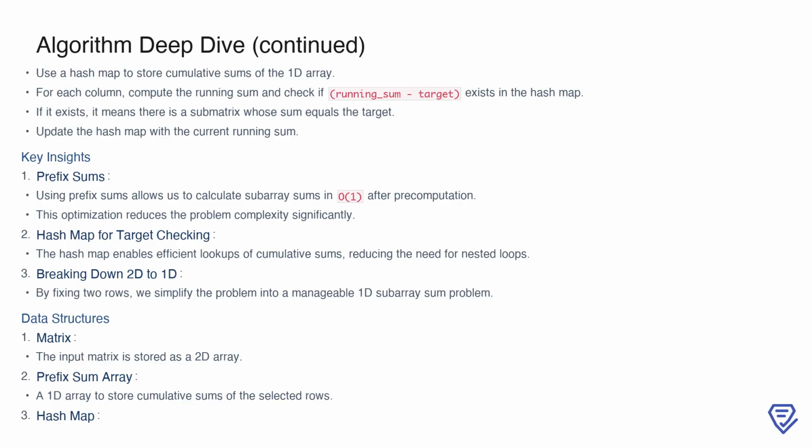For each column, we compute a running sum and check if the difference between this running sum and the target exists in the hash map. If it does, it implies that there's a submatrix whose sum equals the target. Finally, we update the hash map with the current running sum to continue tracking subarrays.